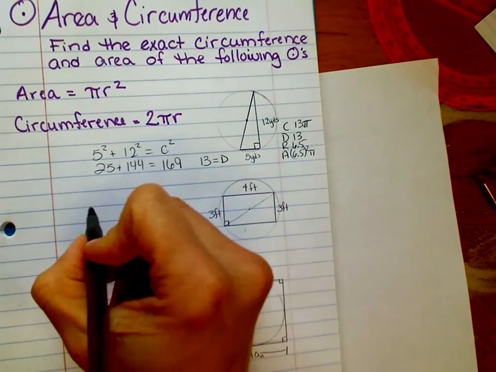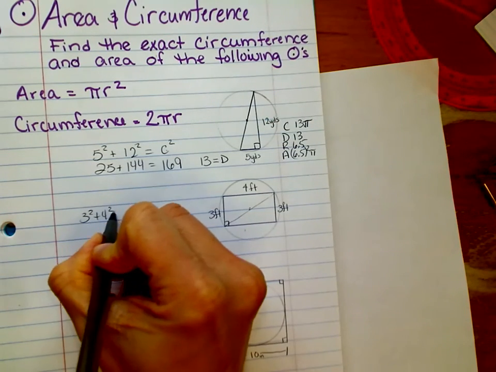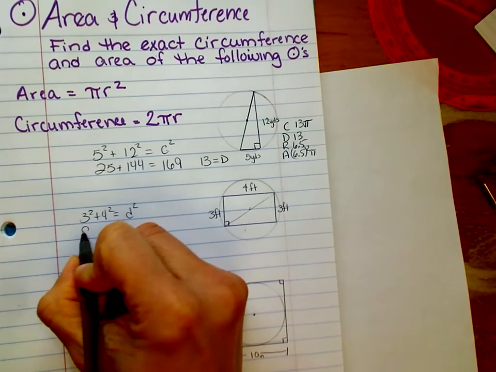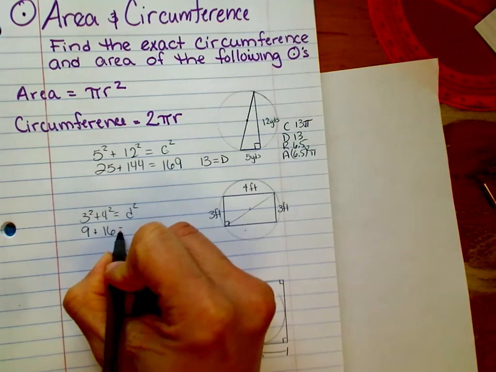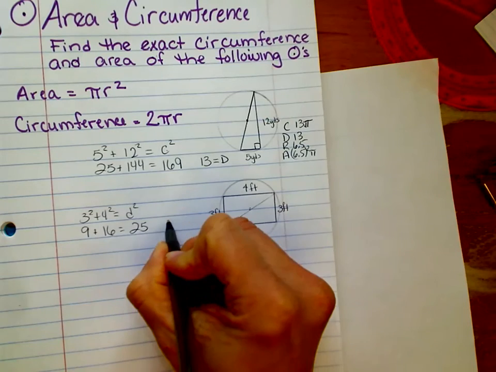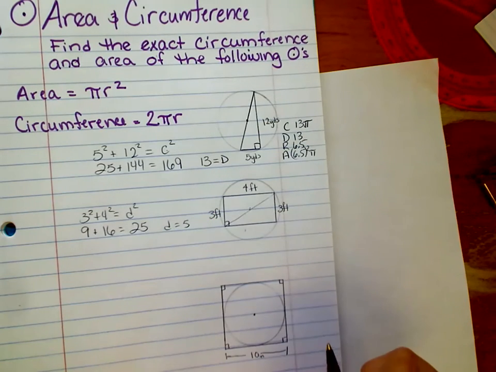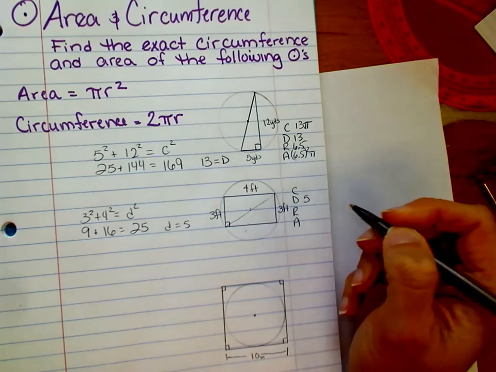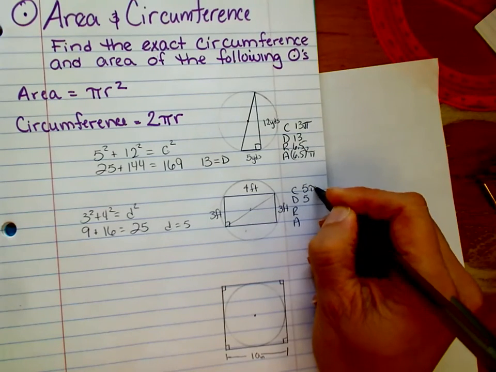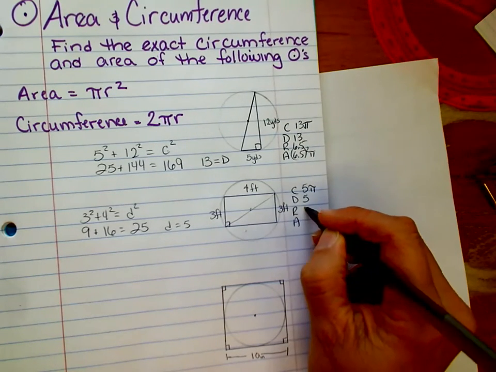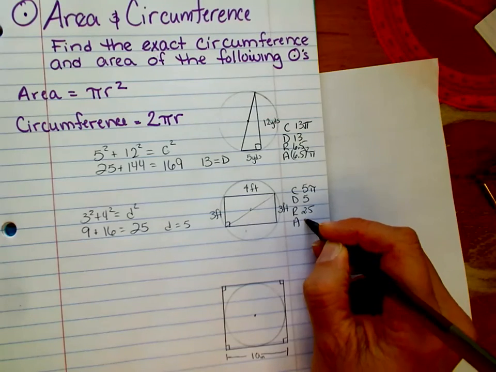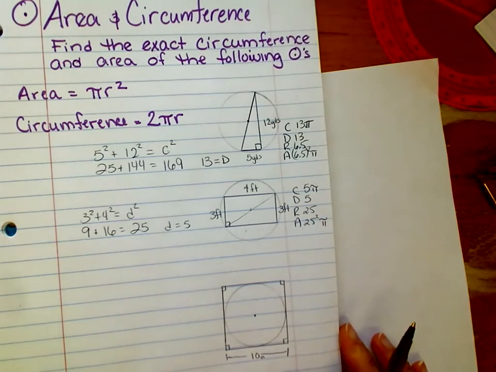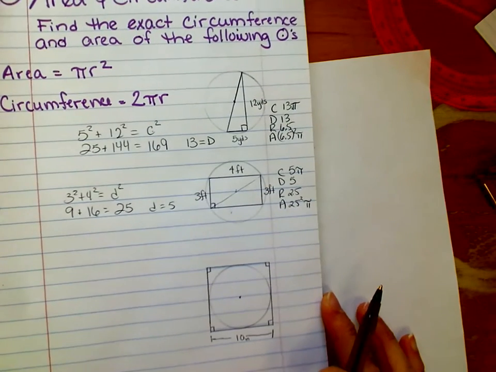So 3 squared plus 4 squared is going to equal my diameter squared. 3 squared is 9, 4 squared is 16. If I add those together, I get 25. So my diameter is 5. Okay, so C, D, R, A. My diameter is 5, so my circumference must be 5 pi. My radius is going to be 2.5, and my area is going to be 2.5 squared pi. And again, you could use your calculator to figure out what that is.